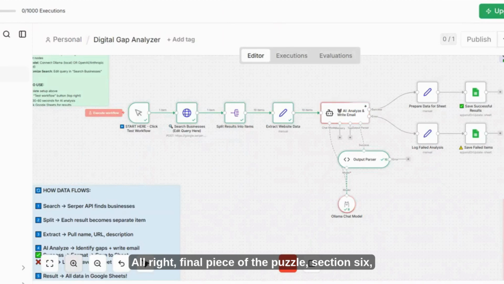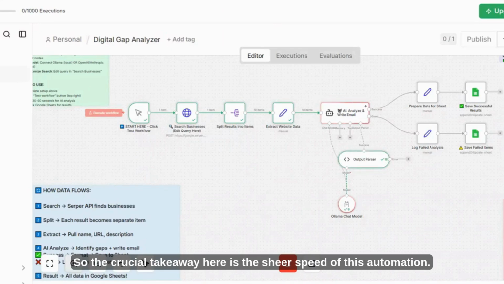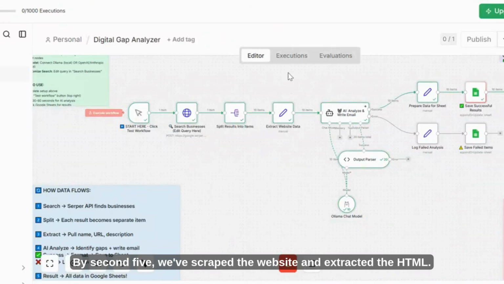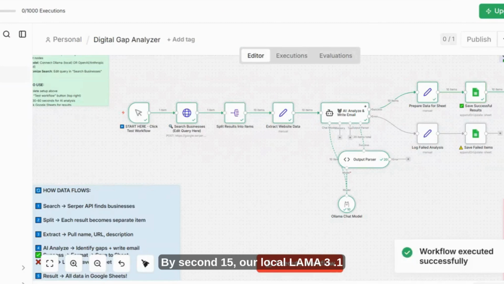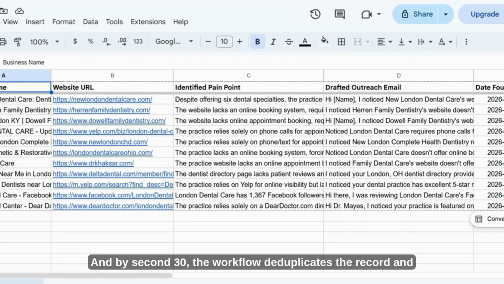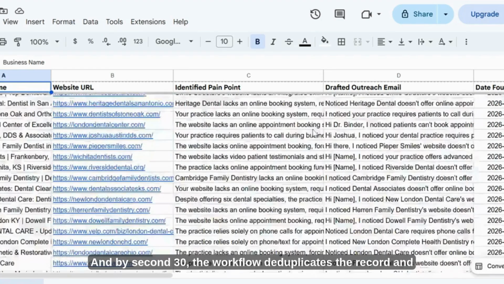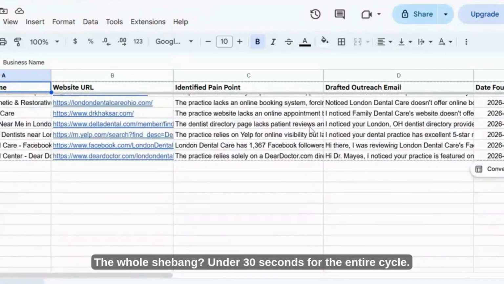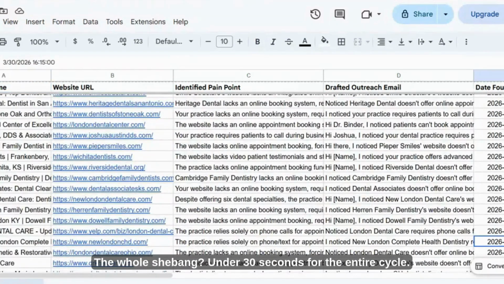All right, final piece of the puzzle, Section 6, the complete automated pipeline, bringing it all together. So the crucial takeaway here is the sheer speed of this automation. Check this out. At 0 seconds, we trigger the Serper API. By second 5, we've scraped the website and extracted the HTML. By second 15, our local Llama 3.1 model has finished a complete pain point analysis. And by second 30, the workflow deduplicates the record and syncs a fully enriched, highly targeted lead directly into Google Sheets or your CRM. The whole shebang? Under 30 seconds for the entire cycle. I mean, it completely changes the game, right?